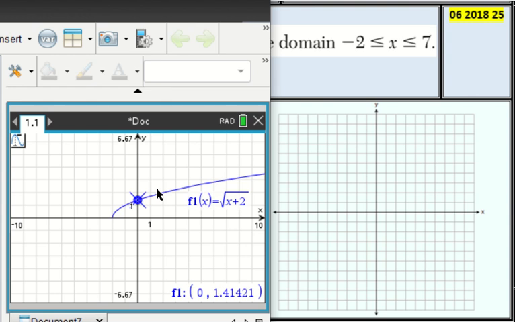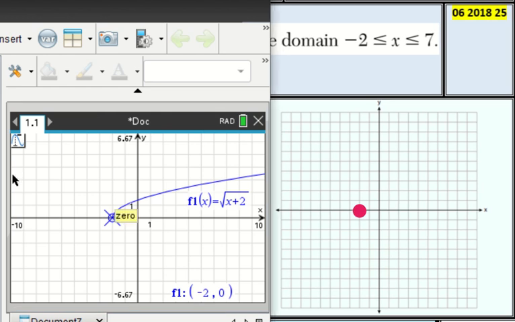So we want to start our graph at -2. So -2 is a point on our graph, and when x is -2, y is 0. So we're going to plot that first point. So next, we want to arrow to the right, and the next point is -1, 1. So we'll plot that point as well.